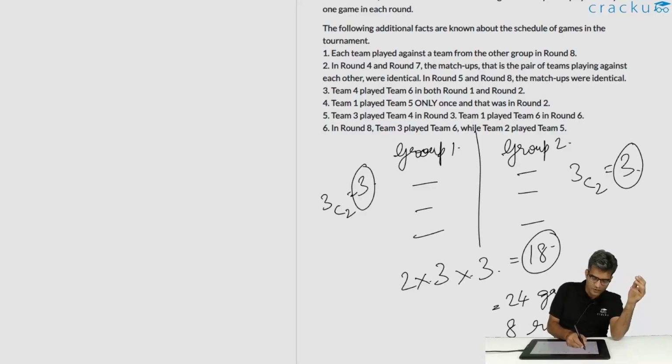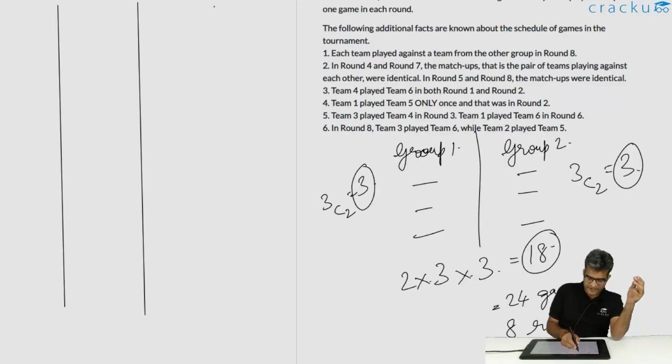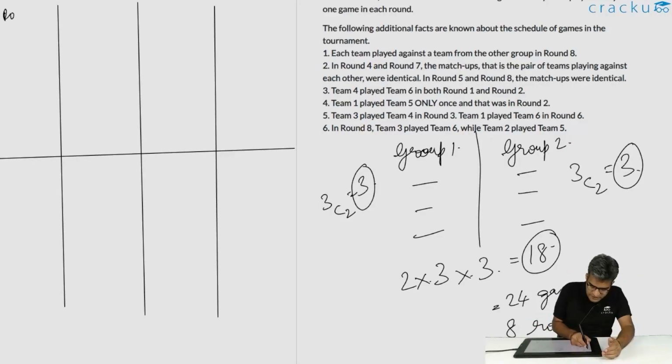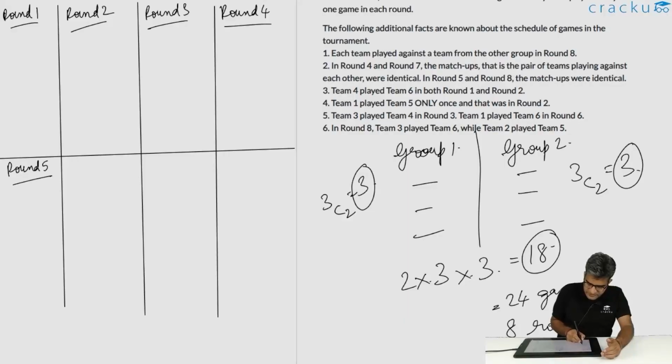What we essentially need to do is identify the pairings for each of the 8 rounds. Once we do that, we can go ahead and answer the questions that follow. Let us assume that this is how we are basically drawing a table to identify the pairings. This is round 1. This is round 2. This is round 3. This is round 4. This is round 5. This is round 6. This is round 7. And this is round 8.